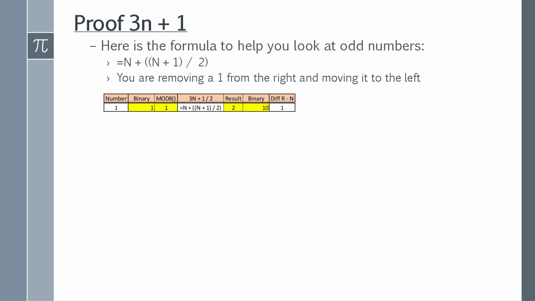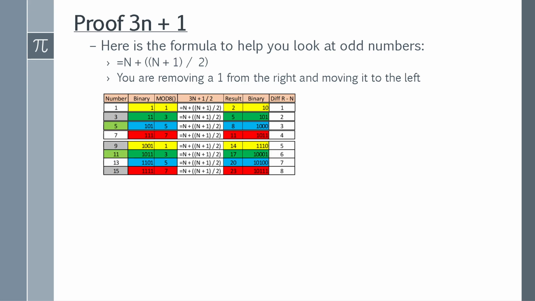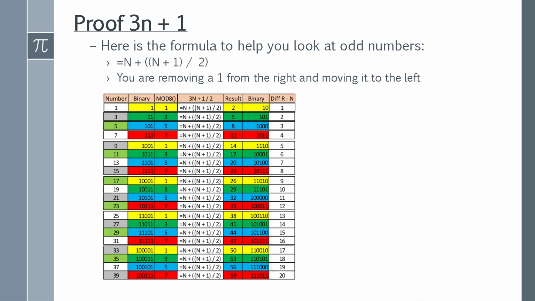steps, we get to 2. There's a difference of 1 between those 2 numbers. The next odd number is 3. When we apply this formula, we get to 5. There's a difference of 2. The next, 5 goes to 8, difference of 3. 7 goes to 11, there's a difference of 4. And then 5, 6, 7, 8, 9, 10, 11, 12, and so on.